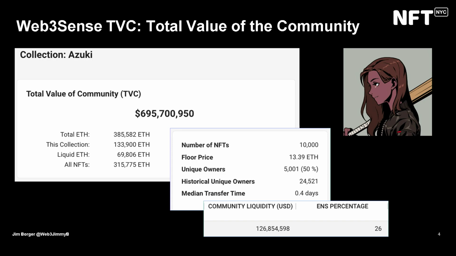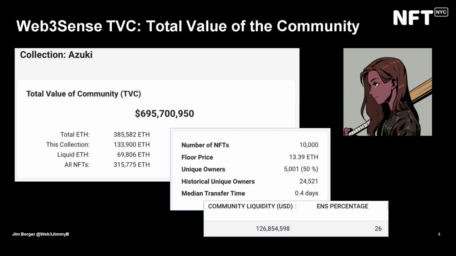So the three legs of the stool in determining the TVC would be the collection value. That's really easy. That's just the floor price multiplied by the total supply. The second leg of the stool is total liquid ETH holdings in the wallets of a community's token holders. So in this case, Azuki token holders, when I took this snapshot, had roughly 70,000 ETH in their wallets liquid. And then we take a look at all the other NFTs that Azuki holders own and put all that together. That was about 316,000 ETH, okay? You put all that together, and at the time of the spot price, it was just under $700 million US, okay? And that's a big number. It's probably bigger than a lot of people might think.